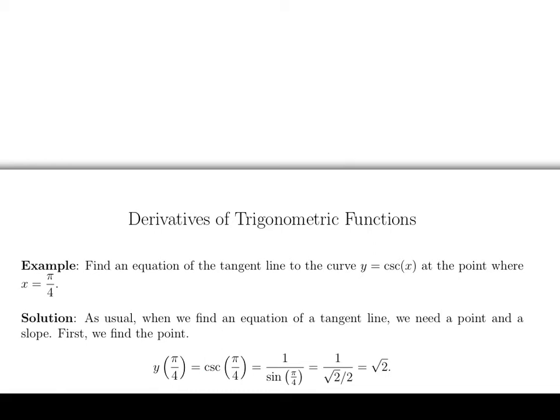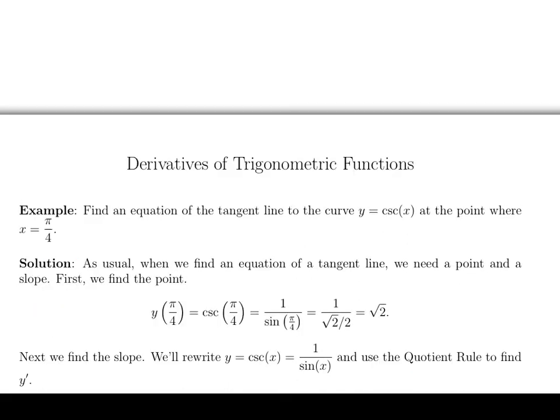So we have our x value, that's pi over 4. We have our y value, that's square root of 2. So the only other thing we need now is the slope. The way we're going to find the slope is to rewrite y equals cosecant of x as 1 over sine x, and we're going to use the quotient rule to find y prime.